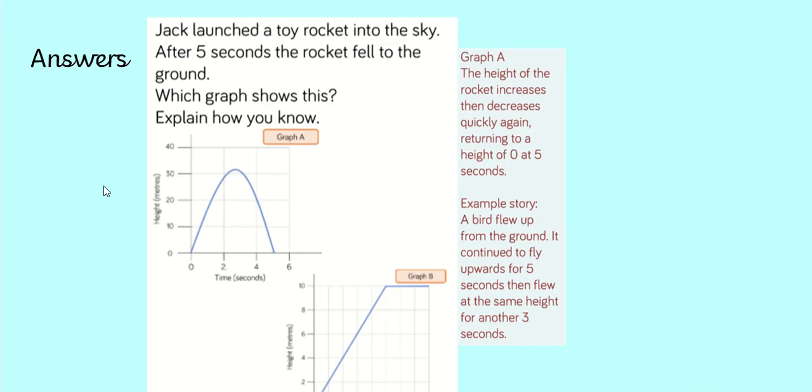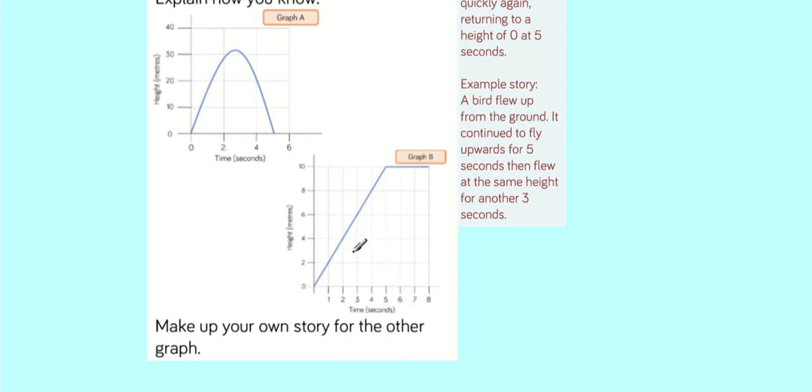Okay, here are our challenge answers. So for the first one, graph A shows how Jack launched his toy rocket into the sky, and after 5 seconds the rocket fell to the ground. Okay, height it went and the time it went, this would be 5 seconds. And we've got an example story for graph B. So a bird flew up from the ground, it continued to fly upwards from 5 seconds, then flew at the same height for another 3 seconds. But you could have made up any story where something starts off increasing, getting higher and higher and higher, and then after 5 seconds it stays at the same height.